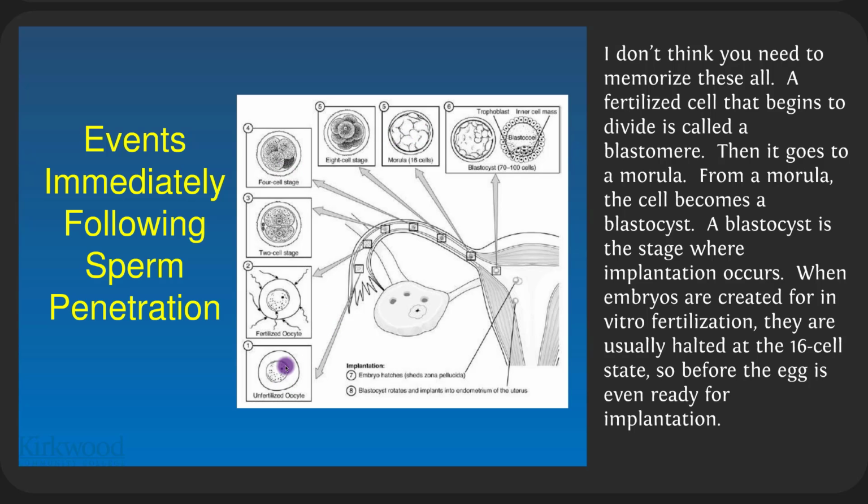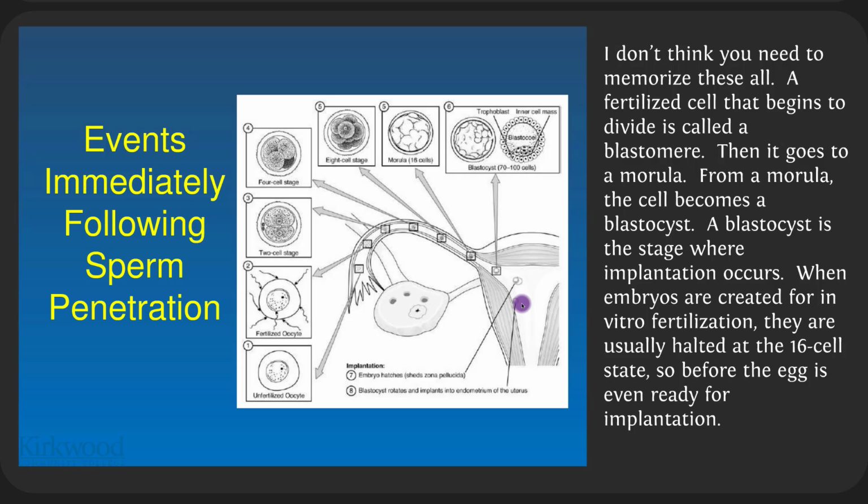I don't think you need to memorize all these. A fertilized cell that begins to divide is called a blastomere. Then it goes to a morula, so this would actually be the blastomere. From a morula, it then becomes a blastocyst. A blastocyst is the stage where implantation occurs.